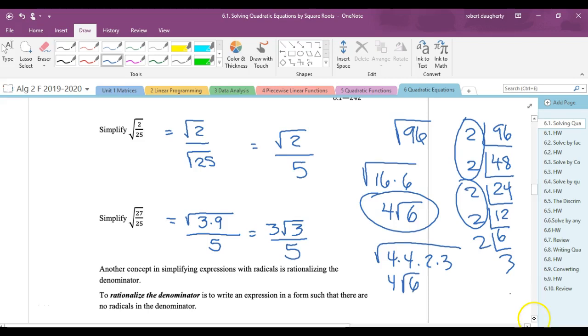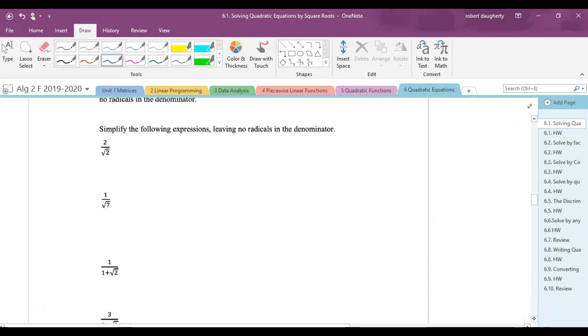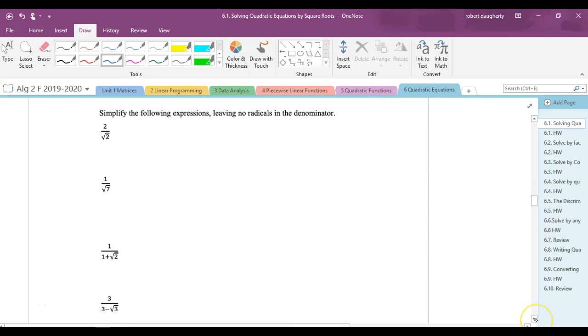Now, another skill we need to do with square roots is simplifying square roots. In math, we don't like to leave square roots in the bottom of a fraction. We'd rather the square roots be in the top, or the numerator, of a fraction. The way you can take care of this is very similar to what we did with complex numbers. I can multiply this by square root of 2 over square root of 2.